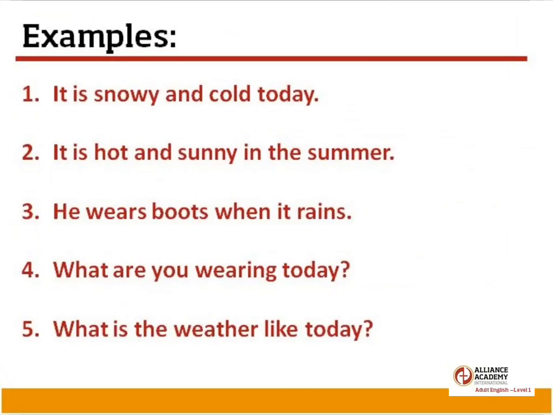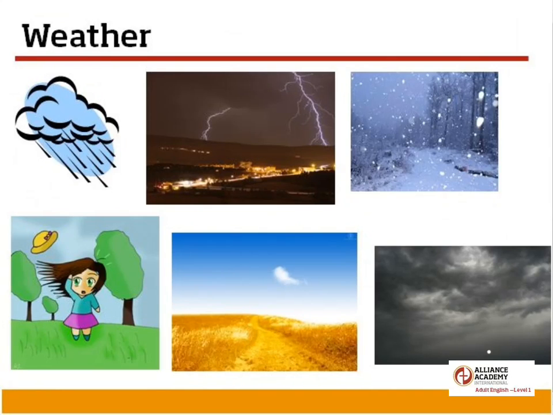Examples of sentences that you should be able to use in Module 6 is something like, it is snowy and cold today. If you practice at home, you will feel more comfortable in class practicing these sentences. Another example, it is hot and sunny in the summer. We'll be practicing with our clothing. So we'll say something like, he wears boots when it rains. We will be practicing with some questions like, what are you wearing today? Or what is the weather like today? So again, just spend some time in Module 6 practicing sentences like that.